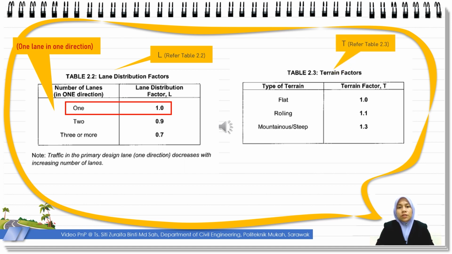By using table 2.3 based on terrain conditions, you can get the value of terrain factor T. If the type of terrain is flat, the value of terrain factor T is 1.0. Because from the question it is rolling, the value of terrain factor T is 1.1.